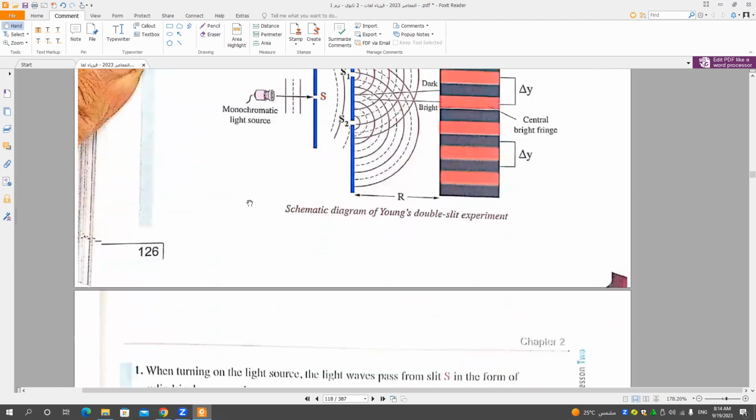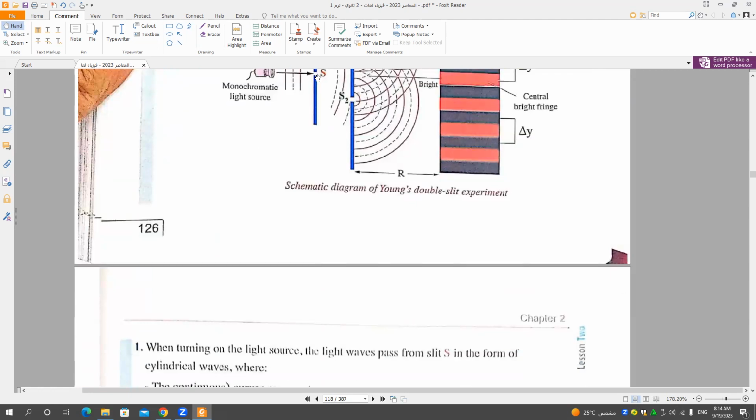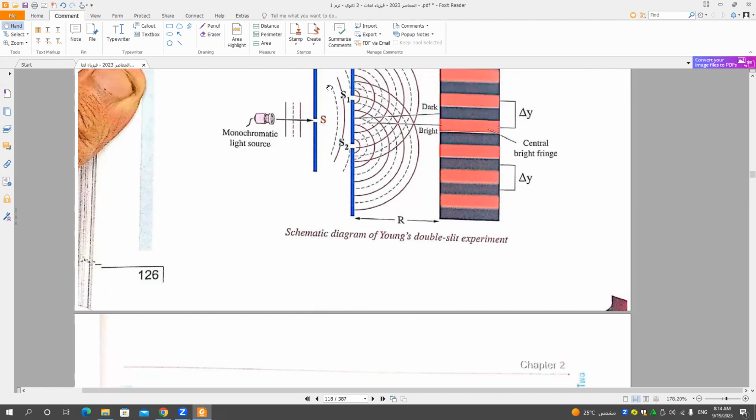Firstly, turn on the light source and allow the light to pass through the single slit barrier. What will happen? The light waves travelling from the single slit barrier will transfer to the double slit barrier. But what will happen in this single slit and this double slit, the first and second slit?